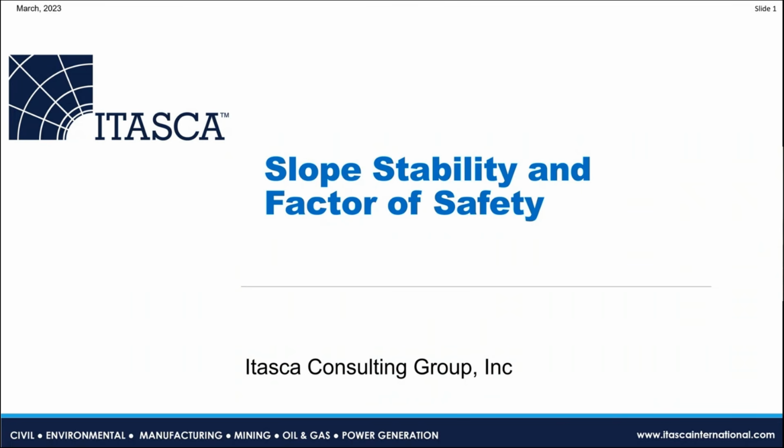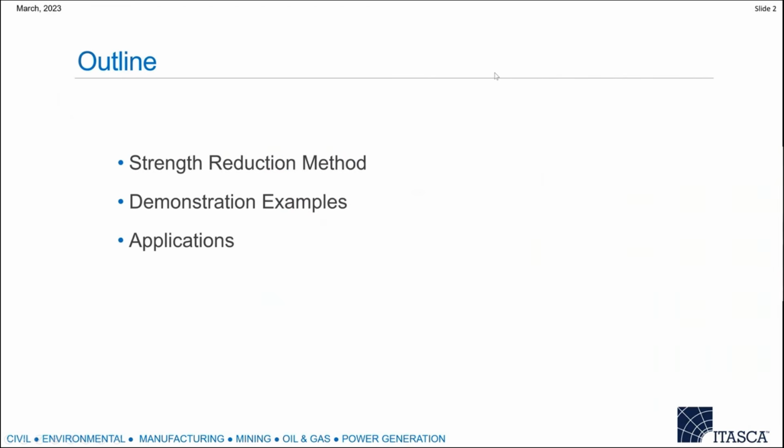Slope stability and factor of safety calculation. Okay, here is the outline. First, I will talk about the strength reduction method, and I will demonstrate some examples to calculate factor of safety. And in the end, I will have two case study applications using this method.